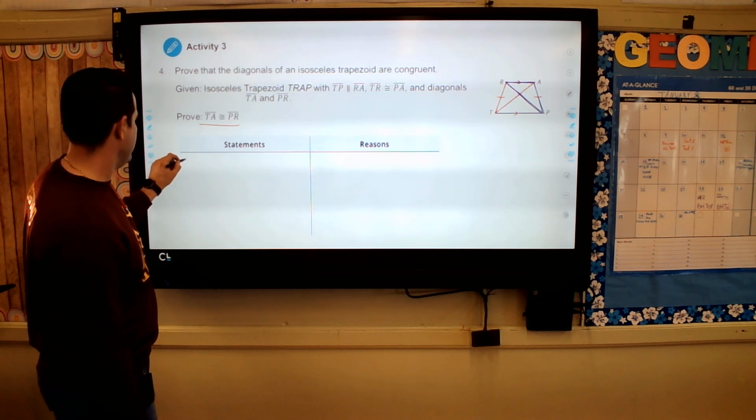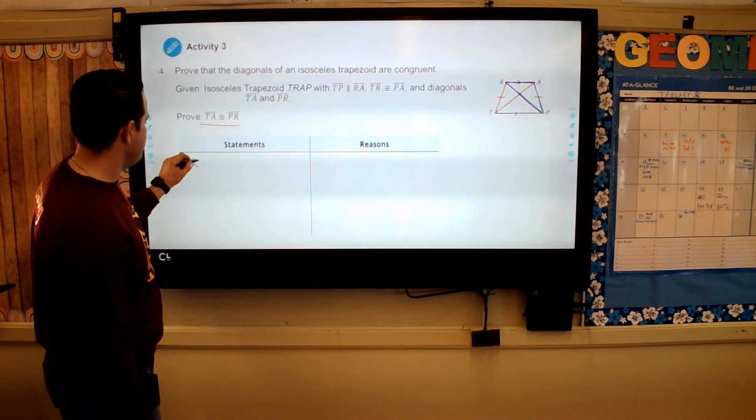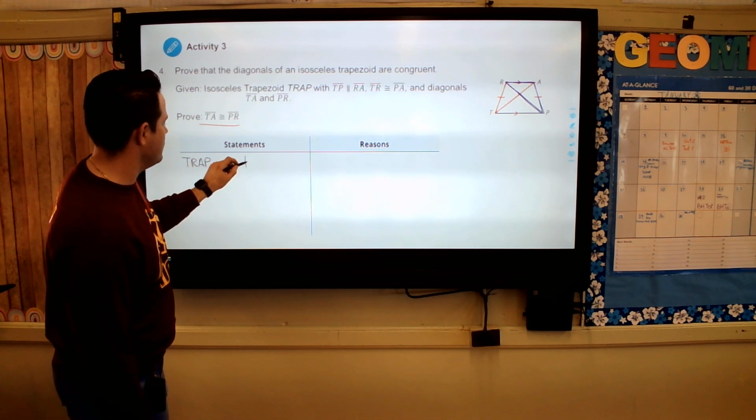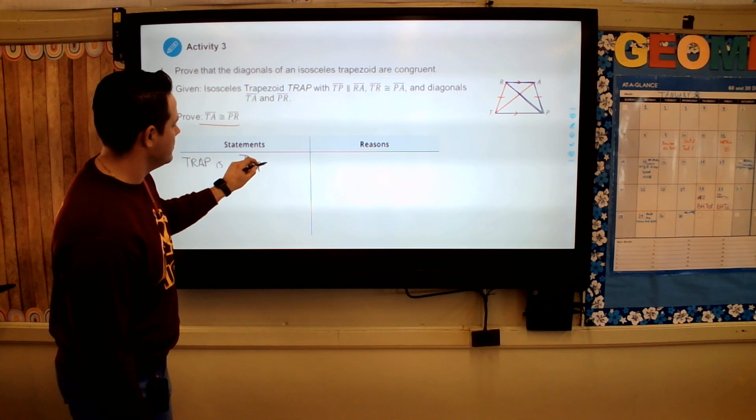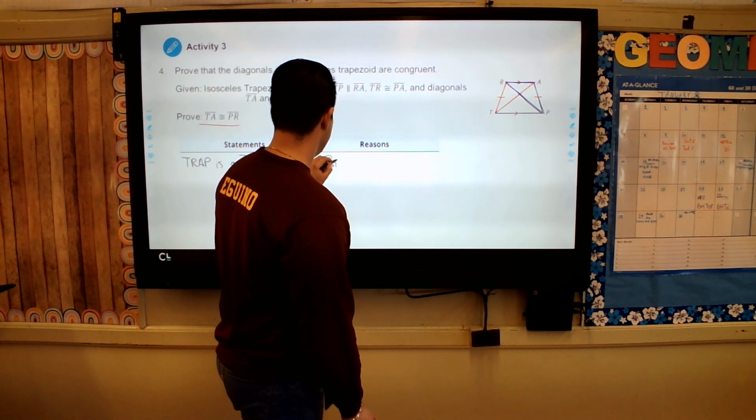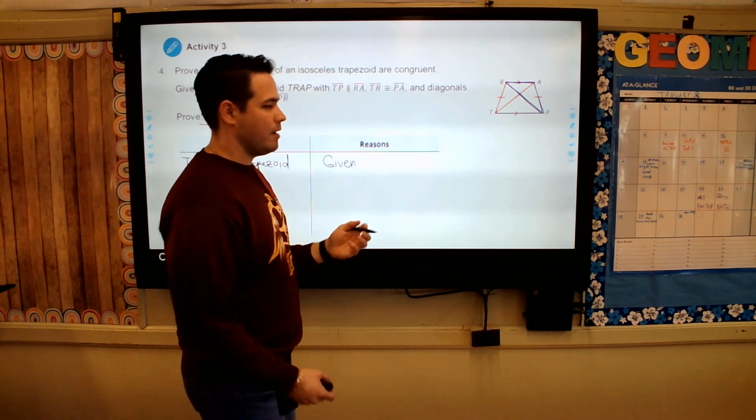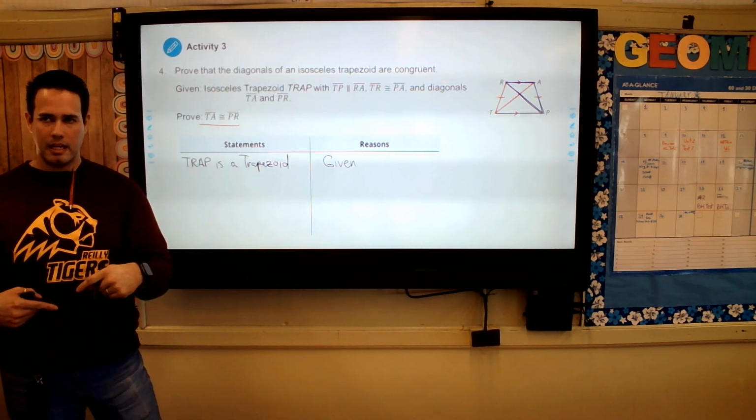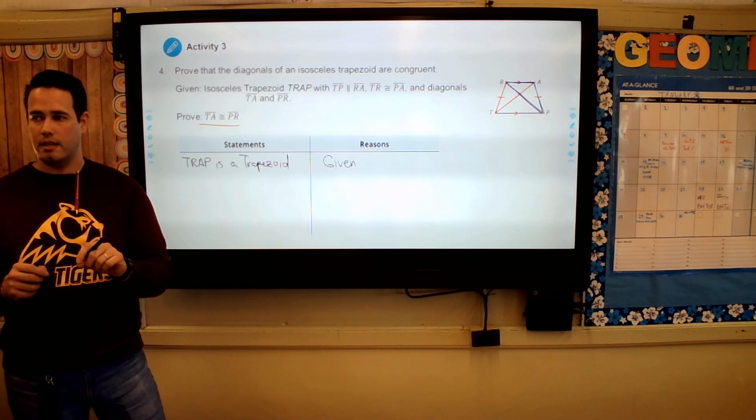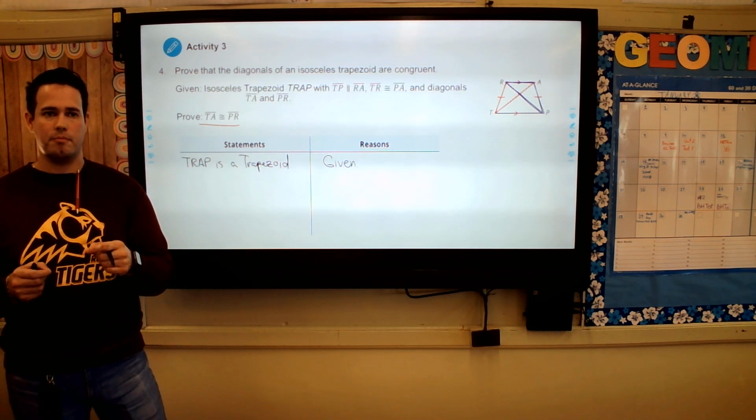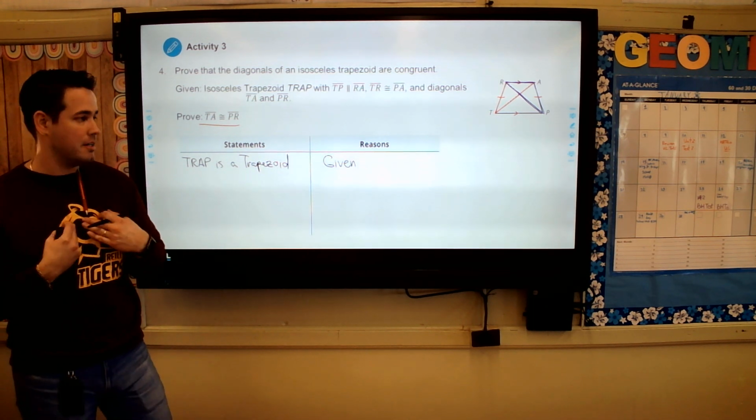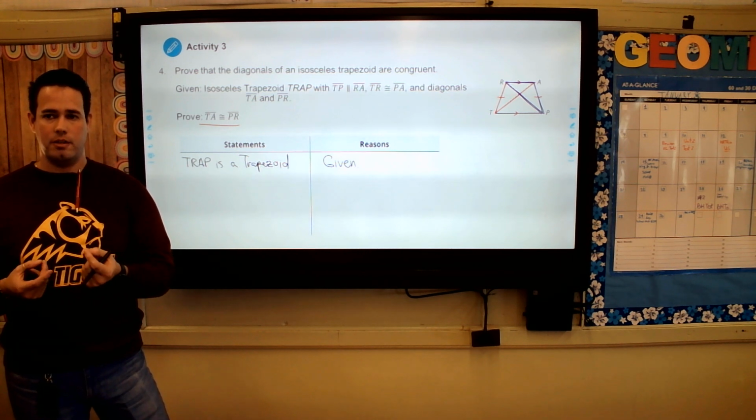I'm going to write down that TRAP is a trapezoid, and that is given, because that will allow me to use any of the properties of a trapezoid that I could possibly know. Anything regarding properties of trapezoids that I could think of, I'm allowed to use in my proof because they gave me that the figure is a trapezoid.